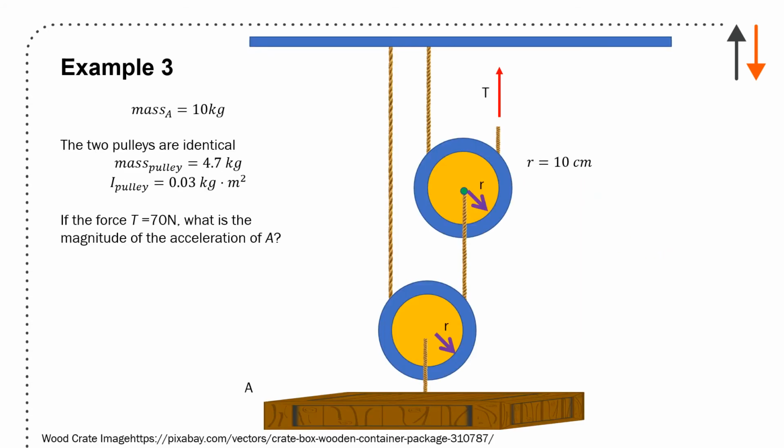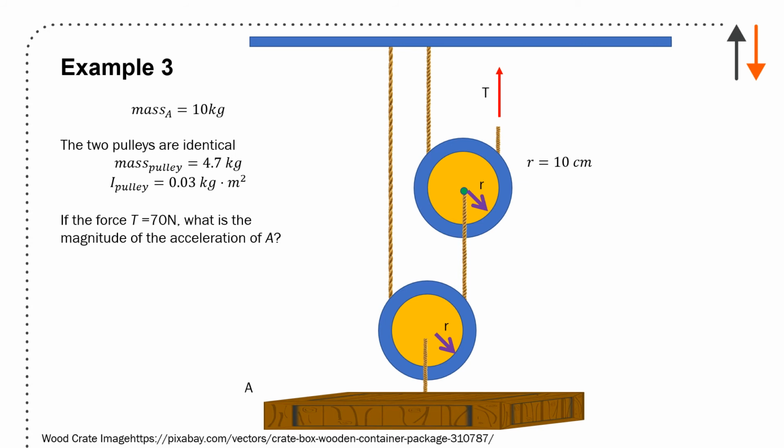I have here a slide that now is about pulleys, and you love pulleys. I have a system that consists of 2 pulleys, one here, one there, and a crate. The pulleys are identical with a mass of 4.7 kilograms and a moment of inertia of 0.03 kilogram meters squared. A force of 70 newtons is applied right here. What is the acceleration of the crate at point A? And that's the crate right here.